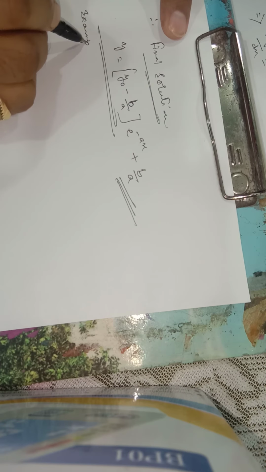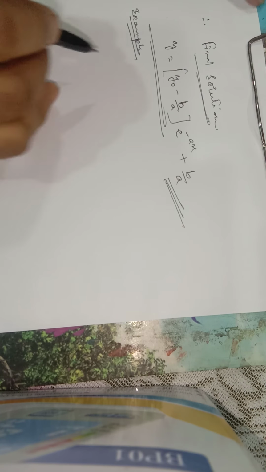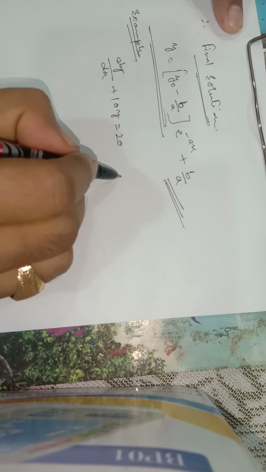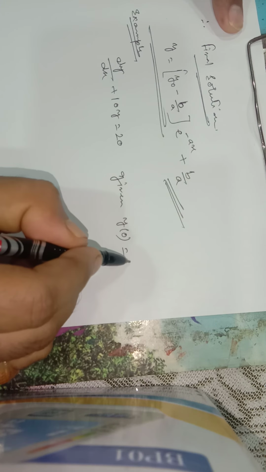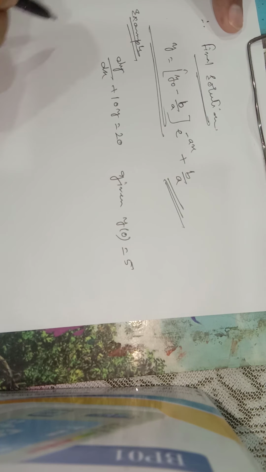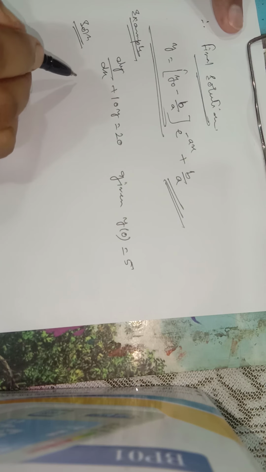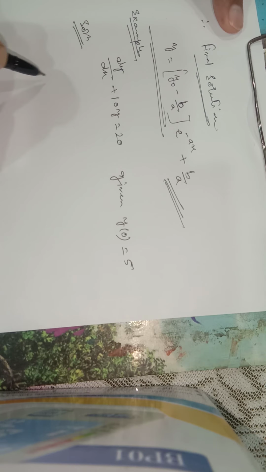Now let us take an example of the non-homogeneous case: dy by dx plus 10y is equal to 20. Given the initial condition that when x is equal to 0, y is equal to 5. The solution involves a complementary solution and a particular solution. By summing up the complementary and particular solutions, we will get our general final solution.